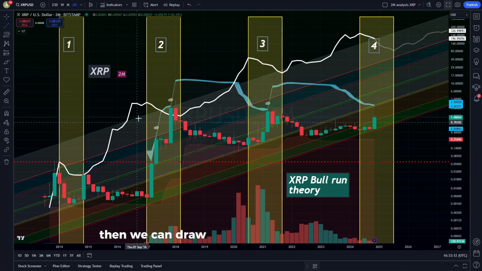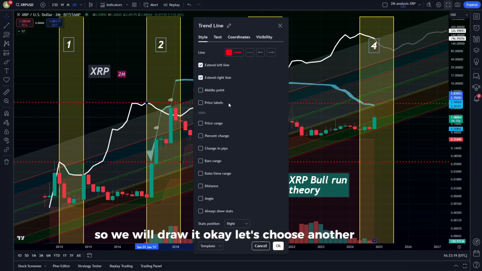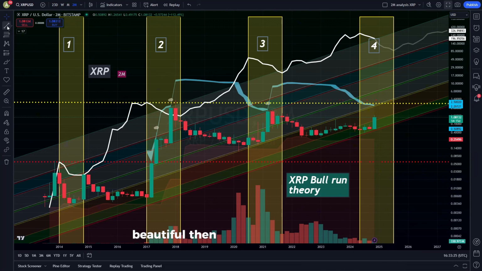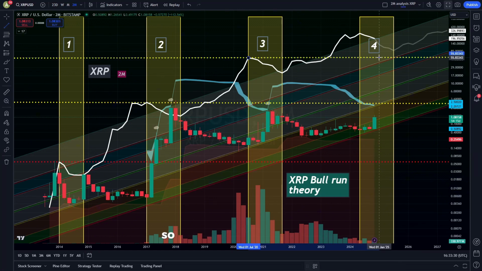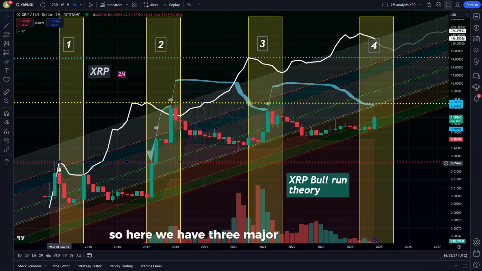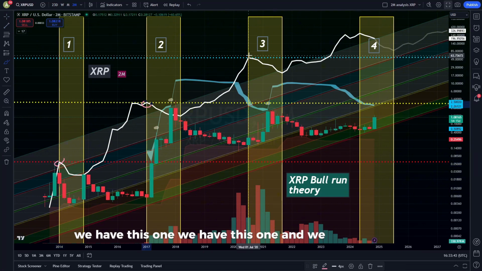Then we can draw another line for this top, right? So we will draw it, okay? Let's choose another color. So let's say yellow, for example, okay? Beautiful. Then we have this top, okay? So let's choose blue color. So here we have 3 major tops for Bitcoin. We have this one, we have this one, and we have this one.